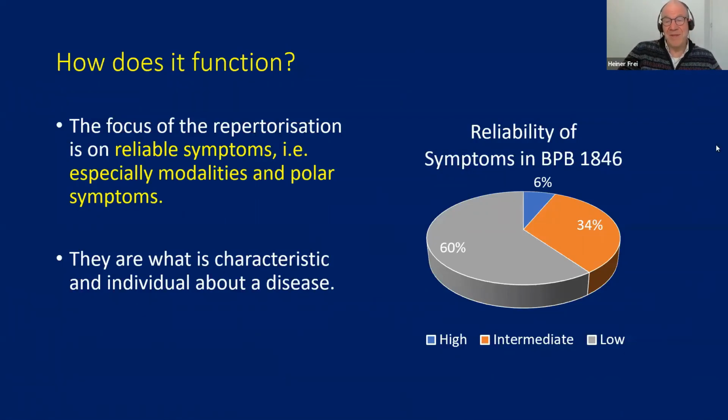Now, how many symptoms are reliable? What symptoms are reliable? We divided in Bönninghausen's pocketbook 1846 the symptoms into 3 reliability categories. And you see here we have only 6% of all symptoms that are really highly reliable. There is little awareness in homeopathy that this is so, but this is actually very important if we want to make successful prescriptions. Then we have 34% who have an intermediate reliability and 60% who have a low reliability.